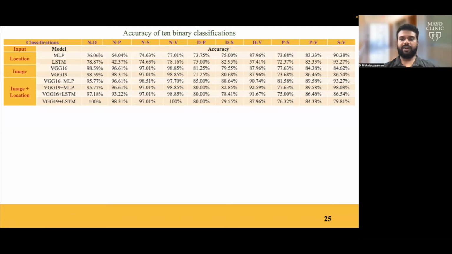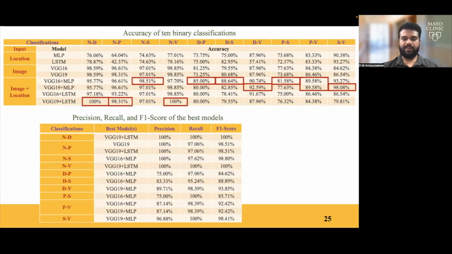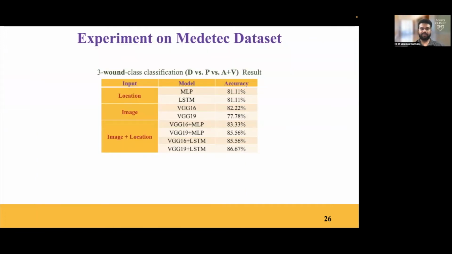And we did 10 binary classifications. As I told you before, normal versus diabetic pressure ulcer is really easy to classify, and we actually get 100% accuracy. But interestingly, if you only give the image, it's not giving you 100% accuracy. It's like 98.5 or 98.6%. And if you only give location, it gives you a highest of 78% accuracy. But if you combine both, it is giving you 100% accuracy. There are some other metrics for those binary classifications.